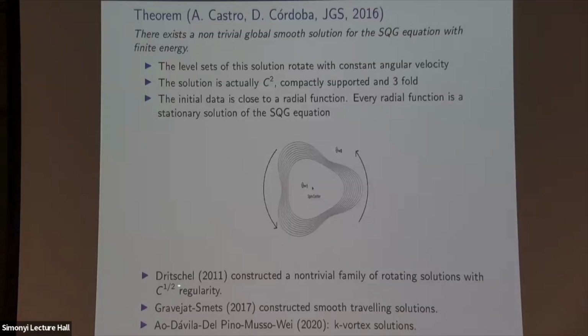Before us, Dritschel had constructed rotating solutions that were not smooth, and after us, other people constructed other sorts of global solutions, like traveling solutions or K-vortex solutions, and so on.